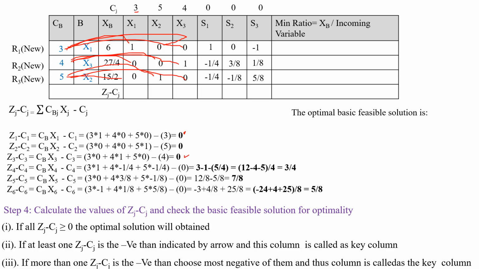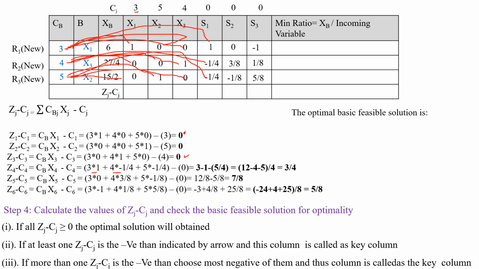And next one is 3 into 1 plus 4 into minus 1 by 4 plus 5 into minus 1 by 4 minus 0. Then 3 into 1 is 3, and 4 into minus 1 by 4 is minus 1, and 5 into minus 1 by 4 is minus 5 by 4, then 3 minus 1 minus 5 by 4, and LCM is 4, then 12 minus 4 minus 5 divided by 4, it is 7 by 4.